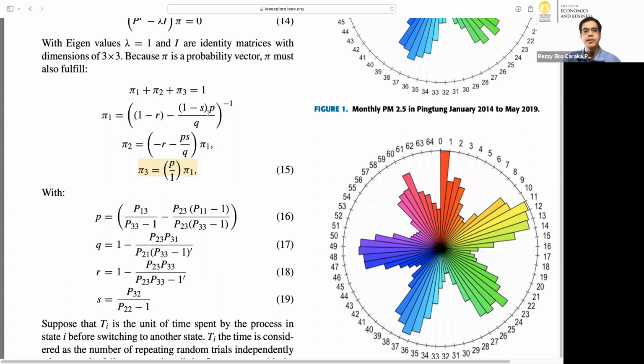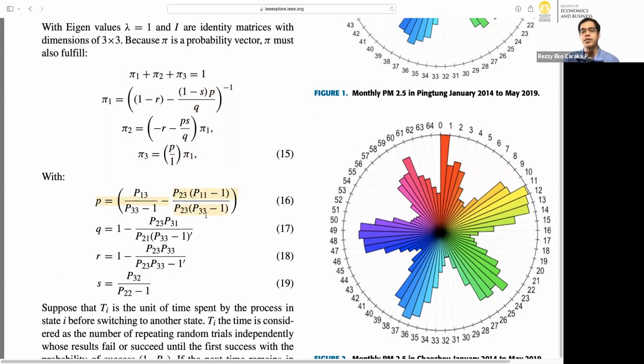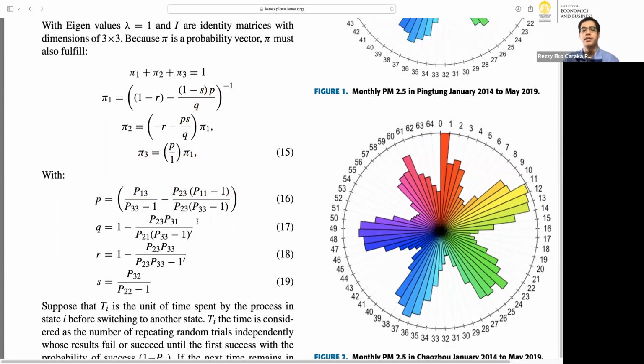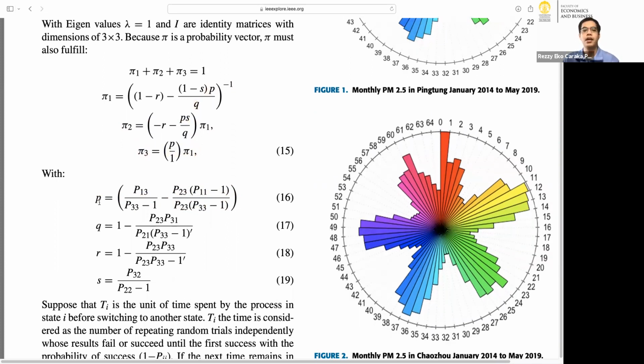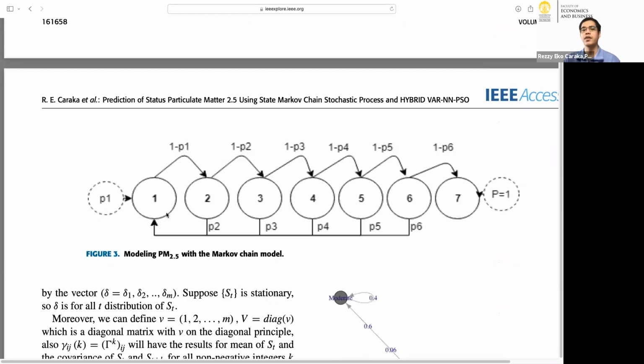And the information about P, Q, R, and S, I already explained manually. You can copy and paste it, or you can see the data information on how to measure P, Q, R, and S for every state space. So this is what I'm talking about.